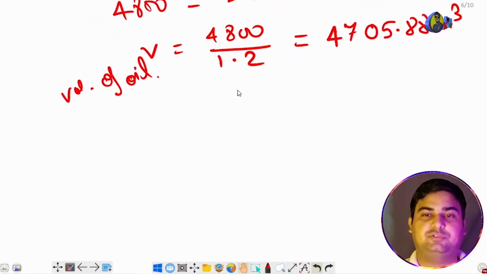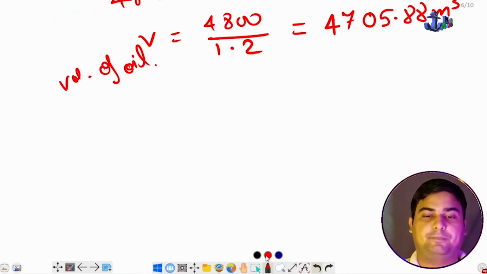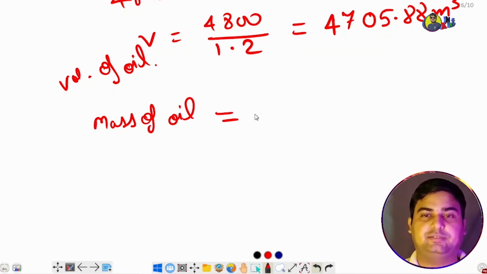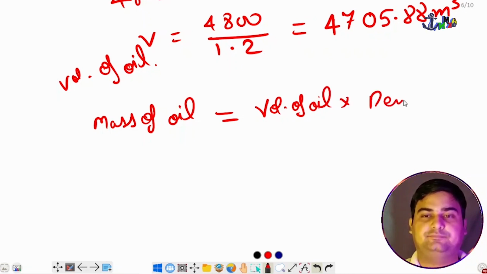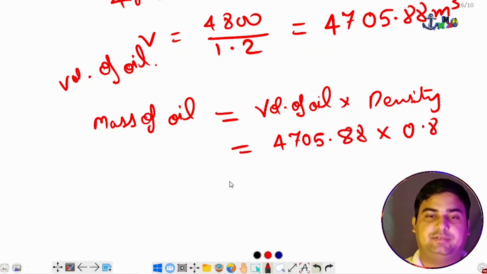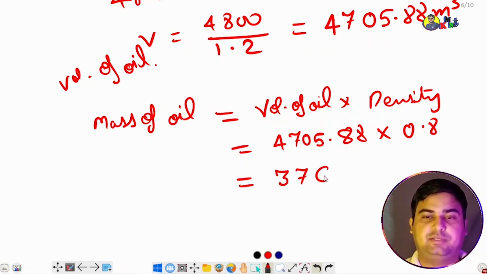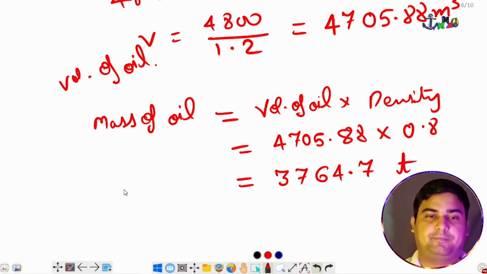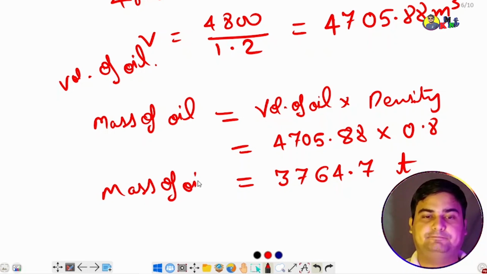Now we know how much volume of oil needs to be loaded. So we can calculate the mass of oil, in tons, which needs to be loaded in the tank. We know the volume, we know the density. So volume of oil into density: 4705.88 multiplied by 0.8 will come out to be 3764.7 tons. So this will be the mass of oil.